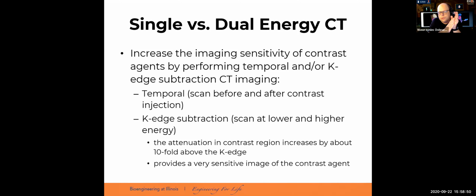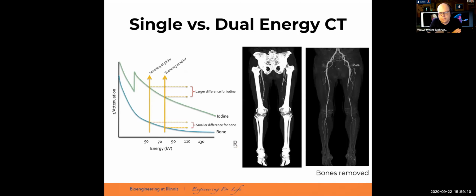Why do we want to do this? Well, because we can do something called K-edge subtraction. So we scan at the lower and higher energy, and because the attenuation in the contrast region increases about 10-fold above the K-edge, it provides a very sensitive image of the contrast agent. And I have an example here.